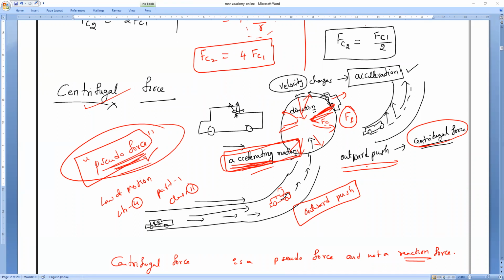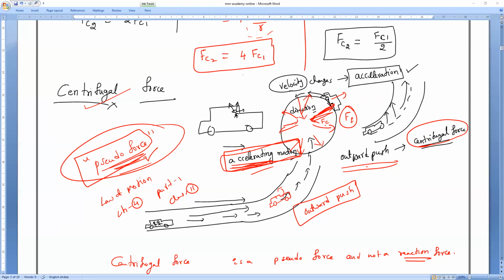The outward push is a what force actually? We used to call it as what force, everybody? Centrifugal force. Next time when you are traveling in a car, you should experience this and tell me, whomever you go with, whether you are experiencing the outward push or not. Do you understand, all of you? So everyone of you must tell.